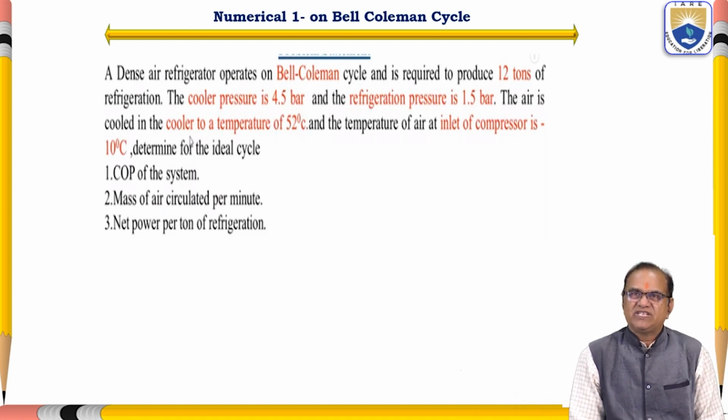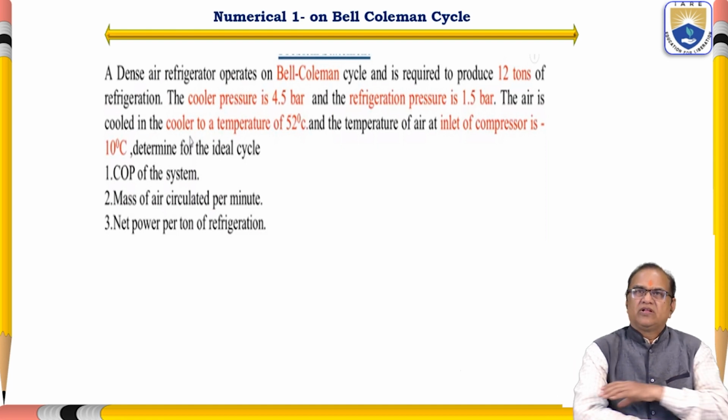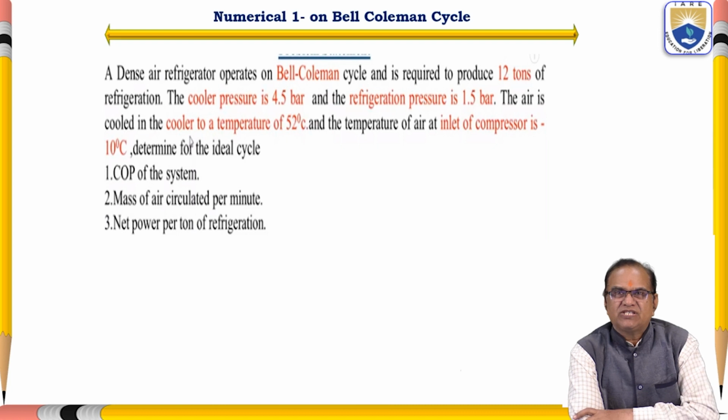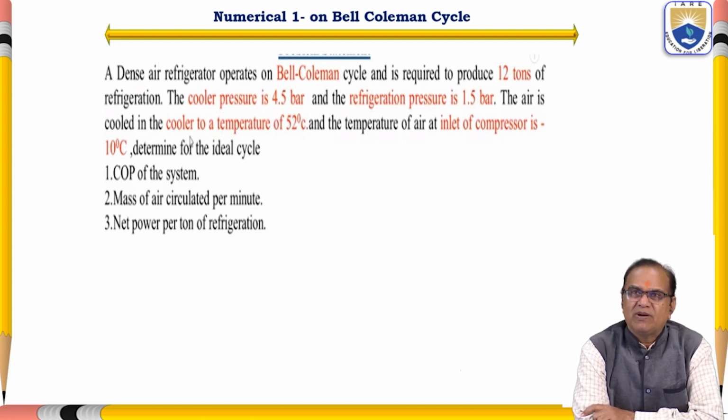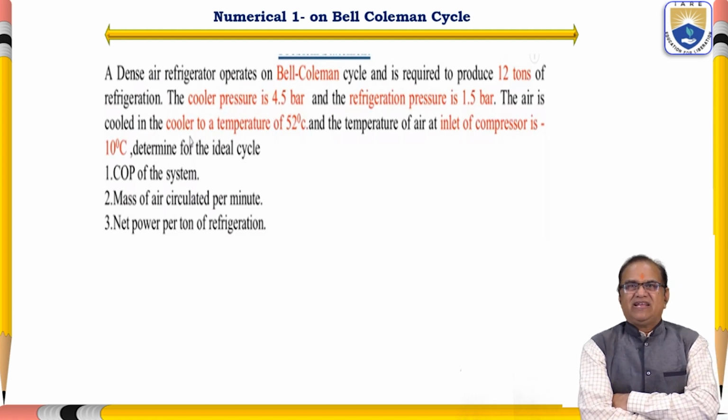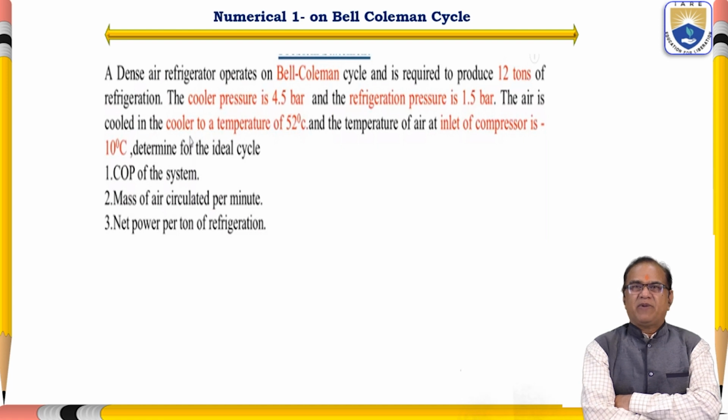A dense air refrigerator operates on the Bell Coleman cycle and is required to produce 12 tons of refrigeration. The cooler pressure is 4.5 bar and the refrigeration pressure is 1.5 bar. The air is cooled in the cooler to a temperature of 52 degrees centigrade and the temperature of air at the inlet of the compressor is minus 10 degrees centigrade. Determine for the ideal cycle the COP of the system, mass of the air circulated per minute, net power per ton of refrigeration.